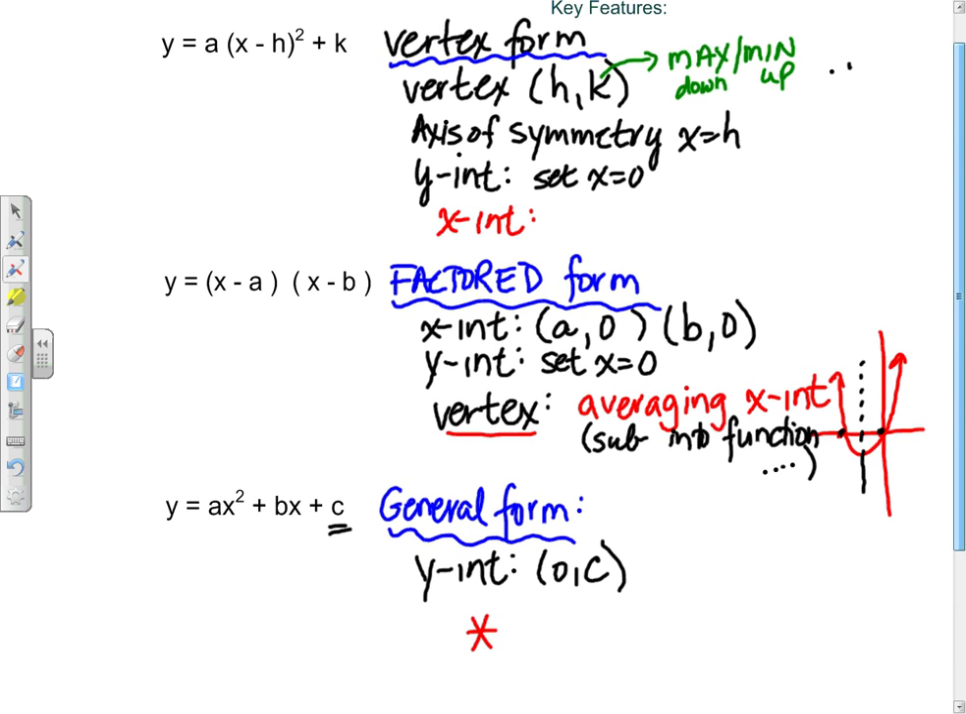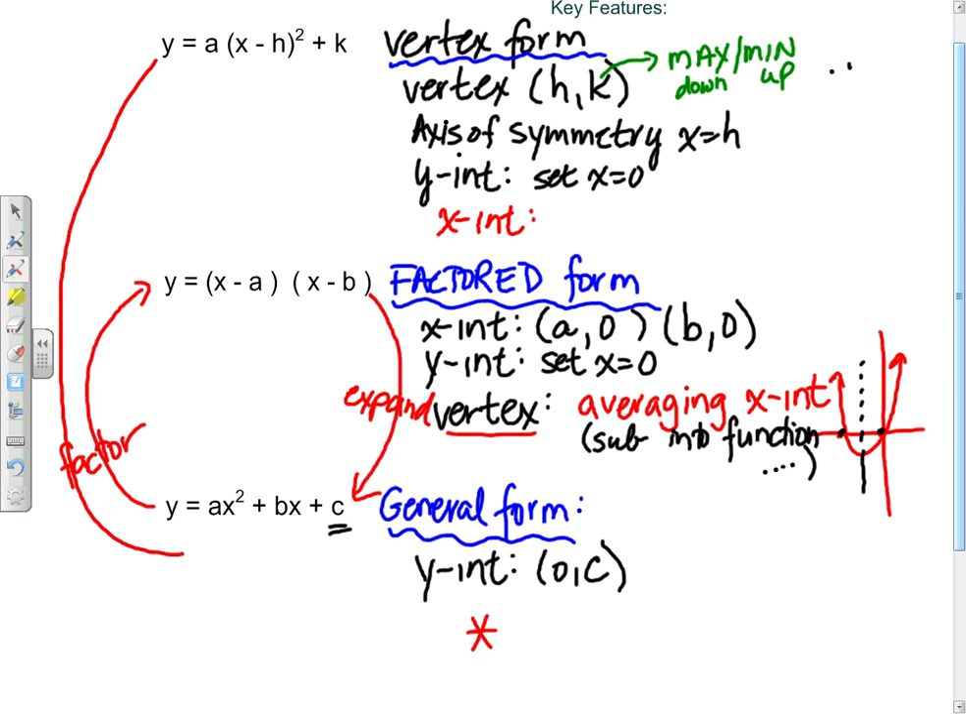We mentioned yesterday that going from this form to this form, which would allow us to find all of the key features, we would have to factor. Conversely, to go from this form to that form, we could expand. And lastly, to go from vertex form to general form, we would expand.